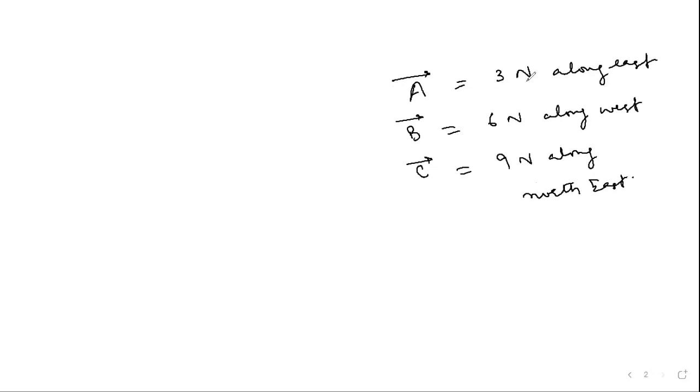Now from the SI unit, you can easily understand all these three vectors are representing force. They're force vectors. Why? Because their magnitude is expressed in newtons. Newton is the SI unit of force. So one is having a magnitude 3 Newton and it is pointing along east. So 3 Newton is its magnitude. Along east is its direction. 6 Newton is another vector along west. 9 Newton is the magnitude of C, another force vector along northeast.